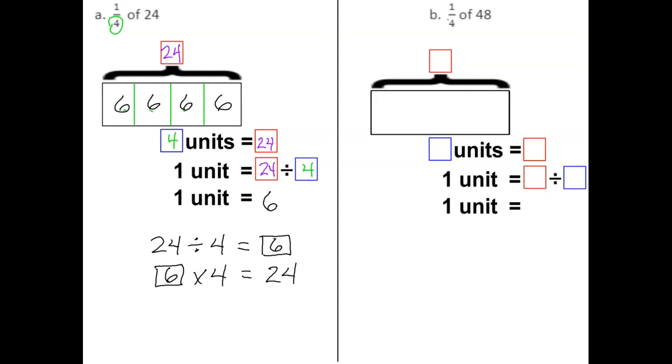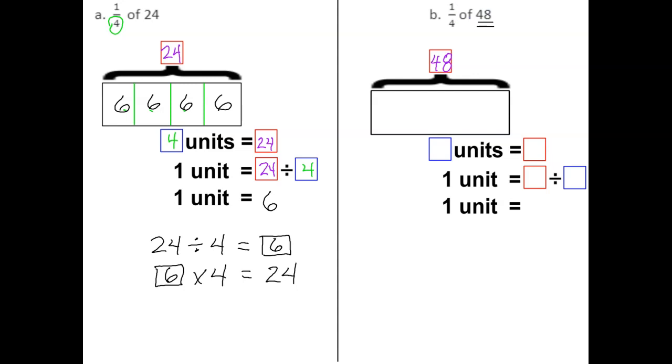All right, let's take a look at B here. So we have the same fraction. And if you notice, our whole number doubled now. We went from 24 to 48. So same thing, we're going to have our total 48 up top. So we're trying to find out 1/4 of 48.